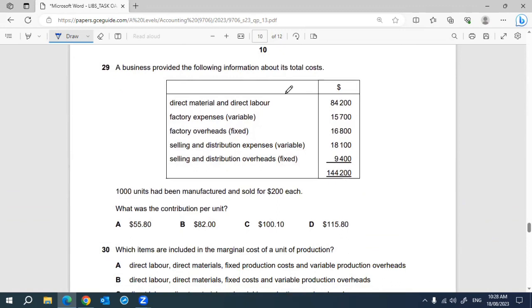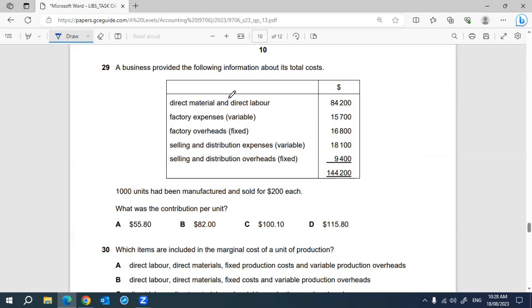A business provided the following information about its total cost. You see here direct material, direct labor cost, factory expenses, which is a variable cost, fixed factory overheads, variable selling and distribution expenses, fixed selling and distribution expenses. Further information: 1,000 units had been manufactured and sold for $200 each. This is the selling price per unit. Question: what is the contribution per unit?